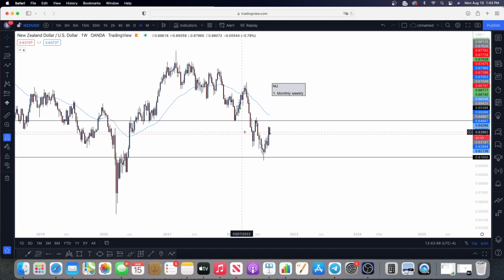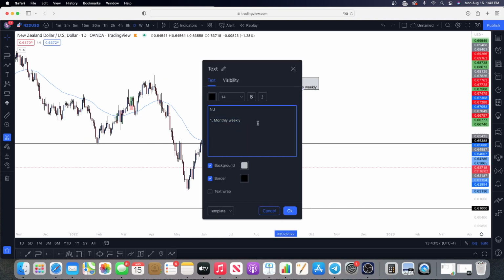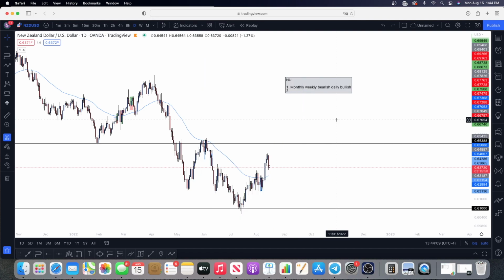For it to be 100% bullish, we need to start breaking above this area, right? Above these highs. So we go down to the daily time frame, and the daily calls out bullish, right? So let's just put monthly, weekly bearish, and then we have the daily bullish, right? So we got the monthly, weekly bearish, and the daily bullish. Why is the daily bullish?